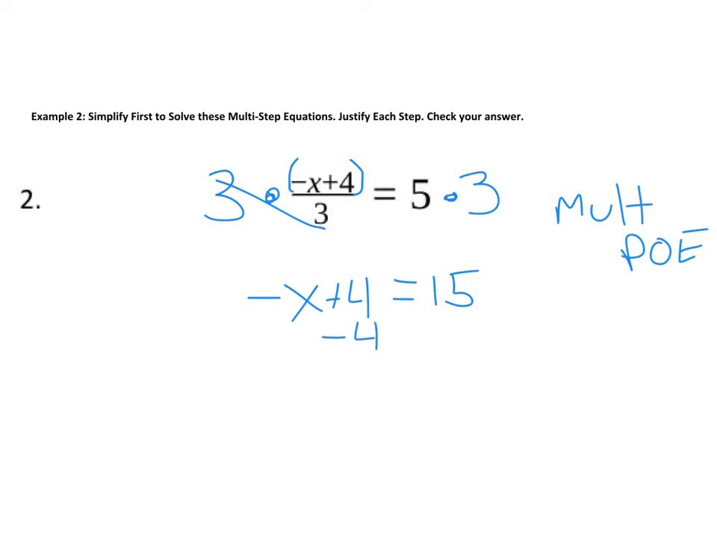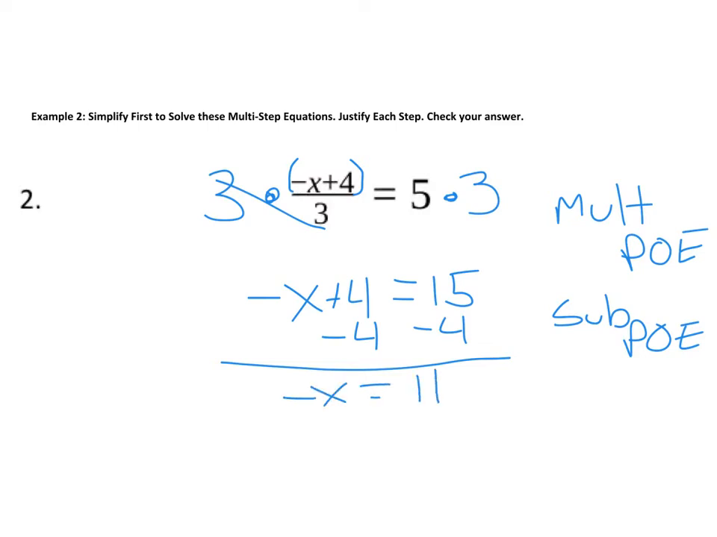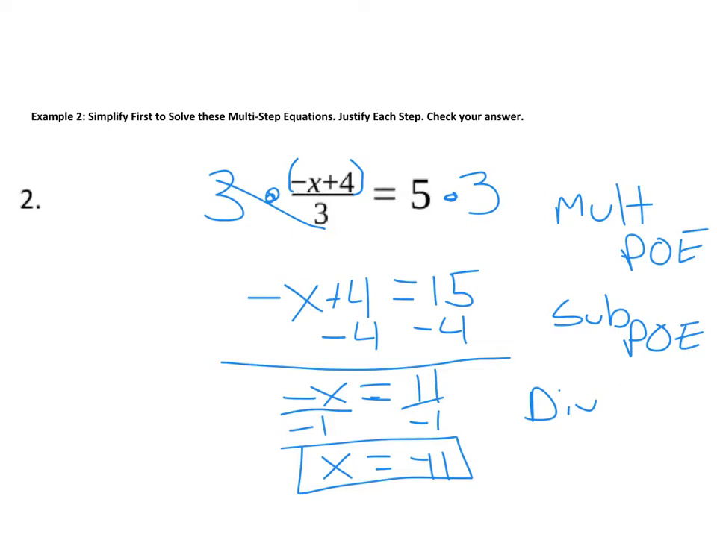And now we can subtract with our subtraction property of equality. That's going to leave us with negative x equals 11. Now if we see a negative x, the easiest way to get rid of the negative is just to divide both sides by negative 1. A negative divided by a negative is positive, and a positive divided by a negative makes our answer negative. So that would just be a division property of equality.